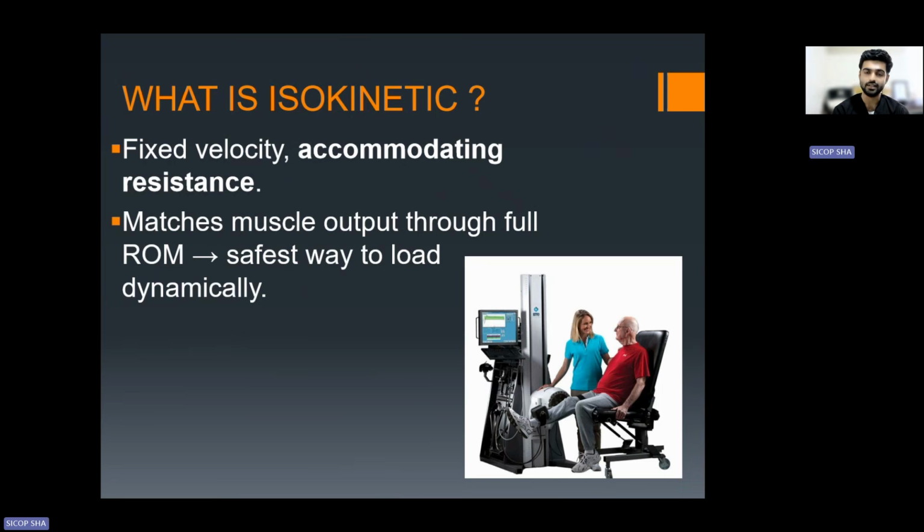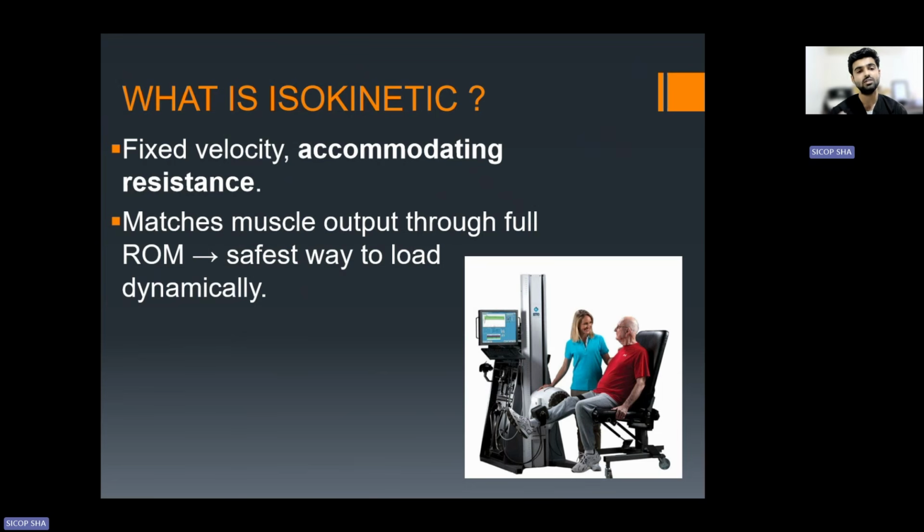So in the isokinetic testing or the training, the speed of the movement will be constant. Here, speed will not be changed throughout the range of motion. So we select a specific range of motion for the testing as well as the training. The speed of the movement will not change throughout that motion, so that our muscles have to generate maximum power to match that velocity, to match that resistance.